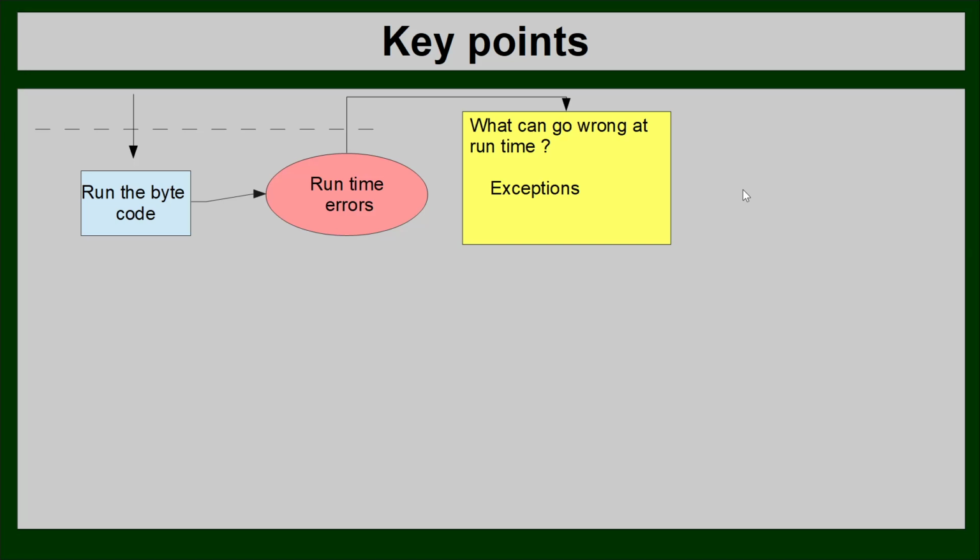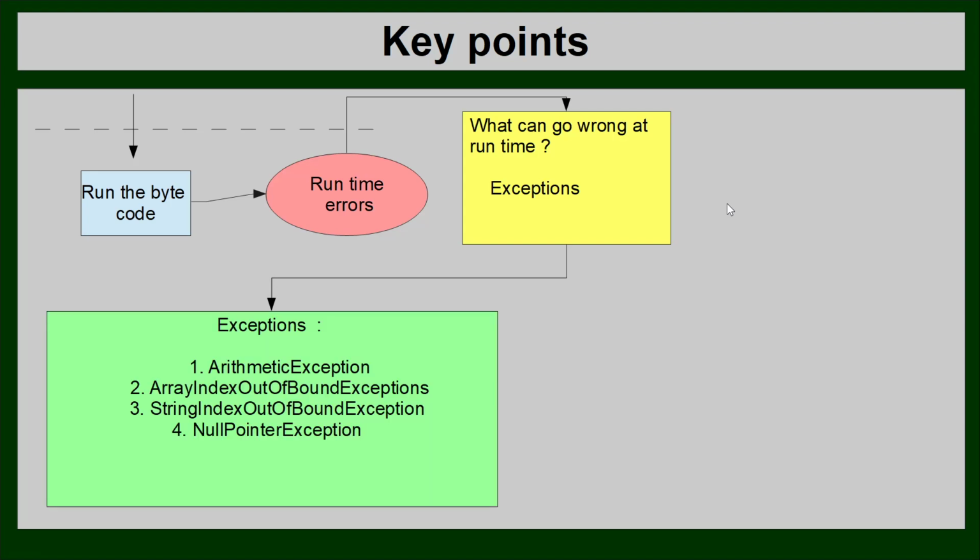So in Java, when you encounter a runtime error, and remember, a runtime error is an error that happens while you're running the code, it creates an exception. And there are a number of exception objects. We've got the arithmetic exception, the array index out of bounds, the string index out of bounds, and the null pointer exception. There are many others, but if you can understand how the first three work, you'll have a good enough understanding to pass the MTA exam.